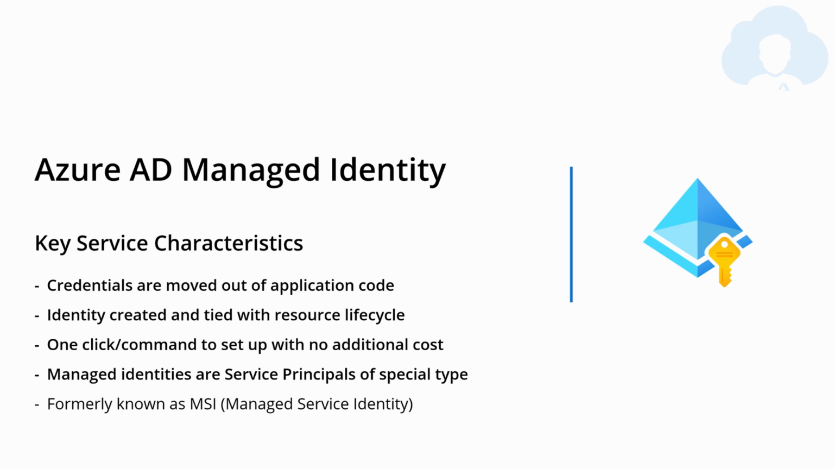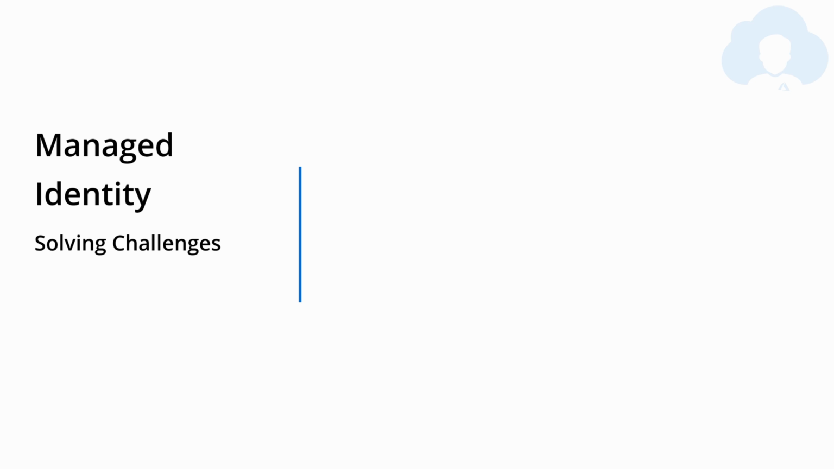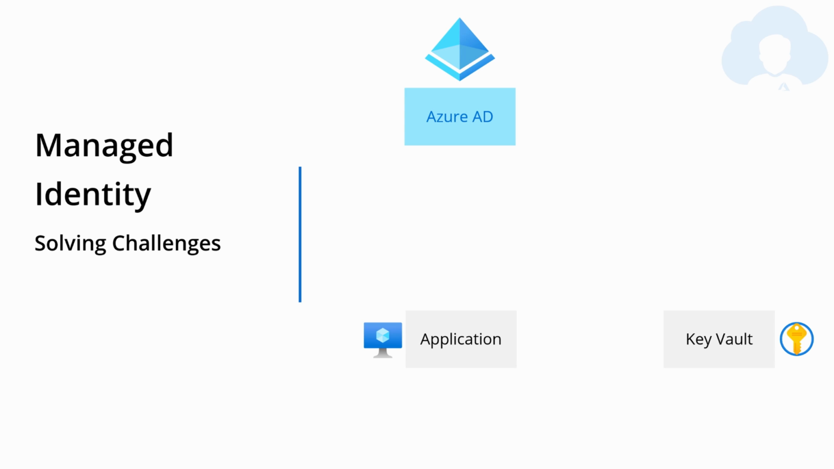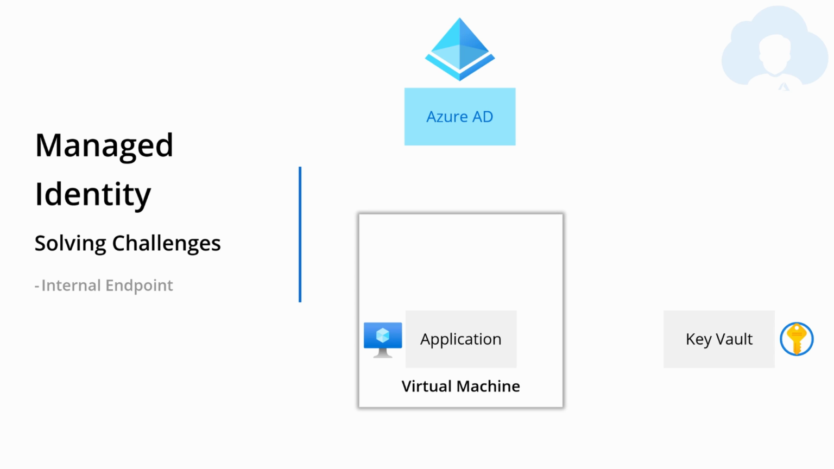Let's then take the previous examples that we were talking about, connecting two services to each other. In this case, we're going to have an application on an Azure Virtual Machine connecting to a Key Vault service. So a bit more realistic example. In this case, an application will still want to grab a token from Azure AD. When you enable Managed Identity, a locally running internal endpoint will be registered.